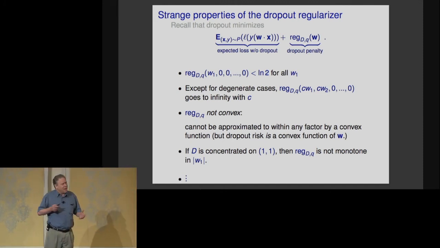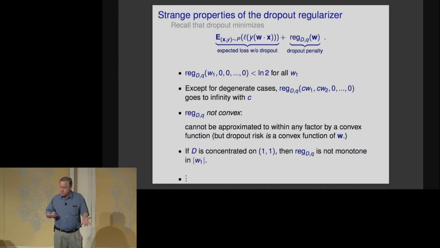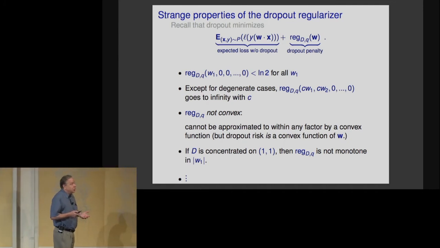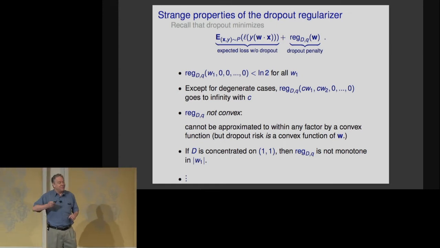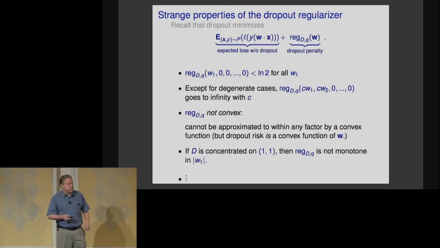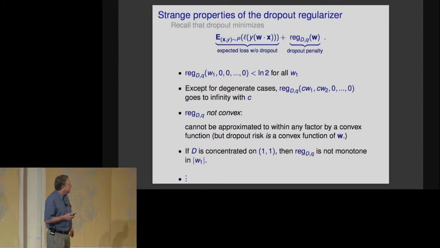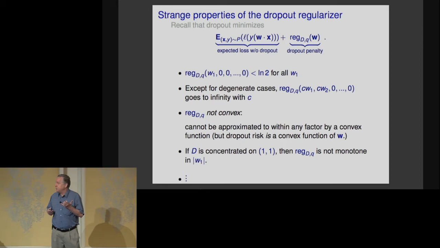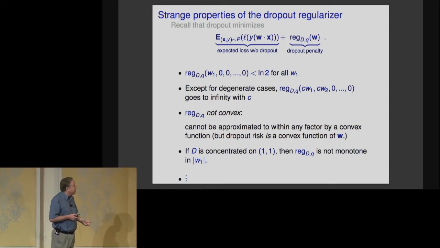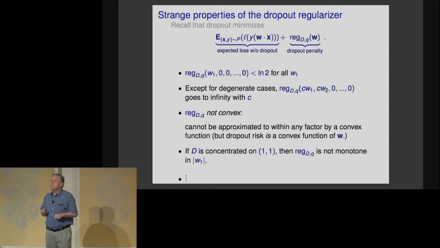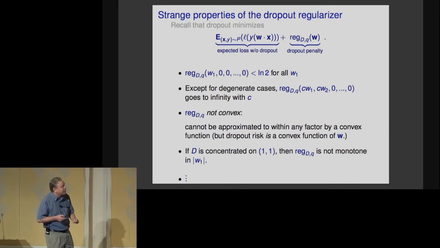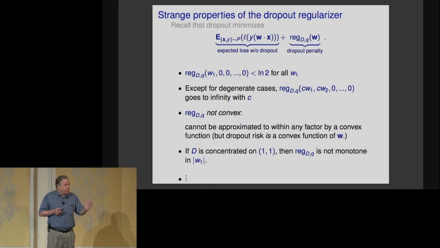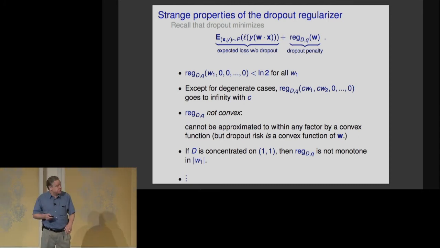On the other hand, the dropout risk, the combination of the logistic loss plus the dropout penalty, is a convex function. So it gives you a way of adding a non-convex regularizer, but still leaving you with something you can optimize. If your distribution over features is concentrated on the all-ones vector, then the dropout regularization penalty is not even monotonic in the individual weights. You can increase a weight from 0 and the regularization penalty will decrease.